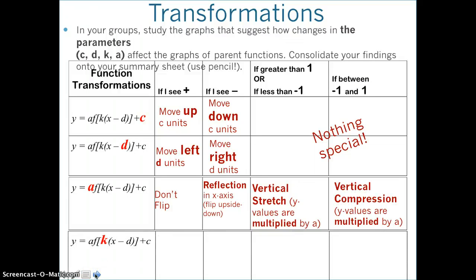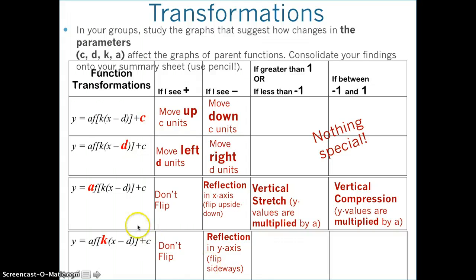K works the opposite way. So same thing at first. If you see a positive K, don't change anything. But if you see a negative, then you're going to have a reflection. But K, because it's horizontal, reflects things in the y-axis. So from left to right rather than the vertical change, which goes from up to down.